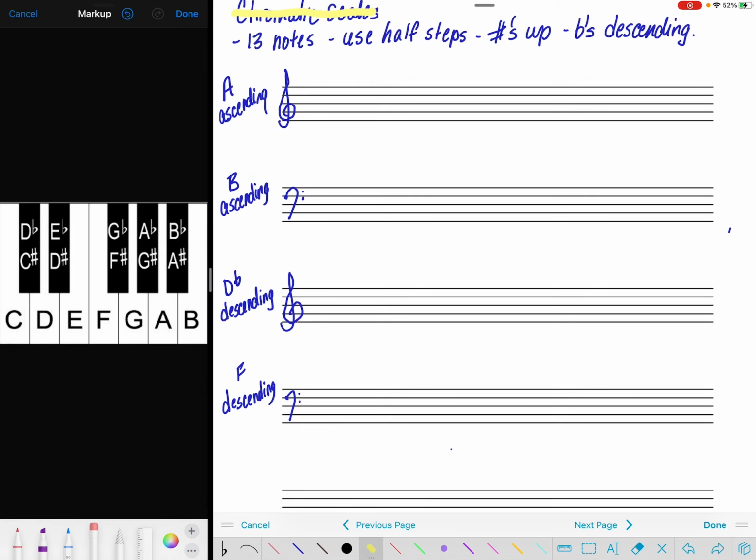Chromatic scales have 13 notes. You use half steps only, sharps when you do ascending, and flats when you do descending. So ascending is going up and descending is going down.